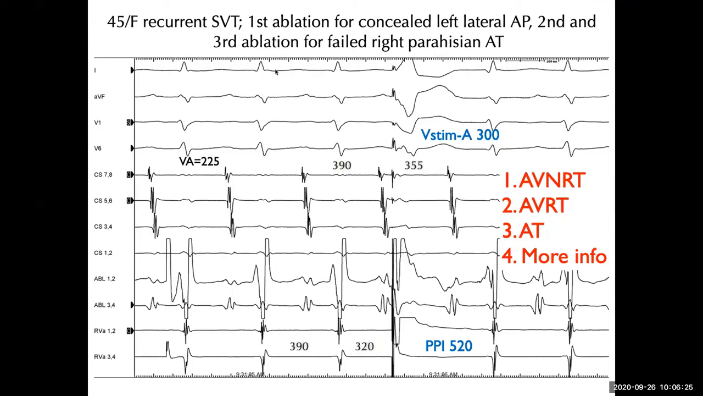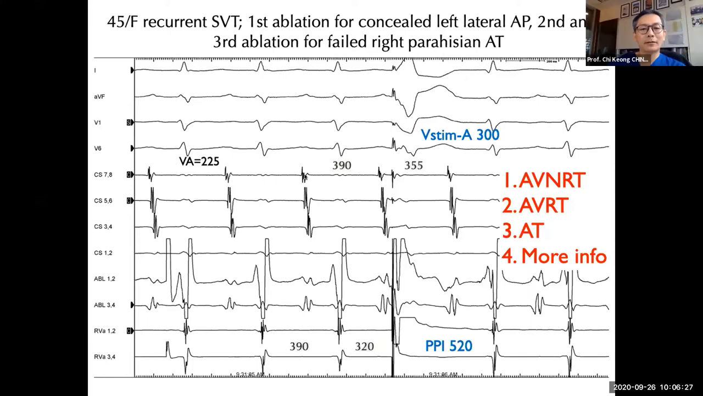So this is a narrow complex tachycardia of cycle length 390 milliseconds. During tachycardia, the V to the A interval is 225. I do apologize that the HIS is not well seen on this strip. And you have a PVC during a reported HIS refractoriness. And you could see that PVC brings forward the next atrial activation. And in fact, the A to A timing is 355 milliseconds.